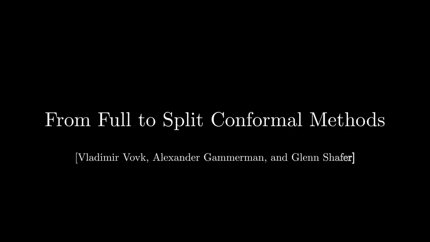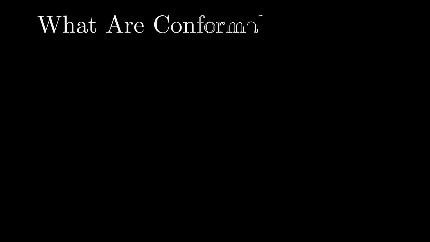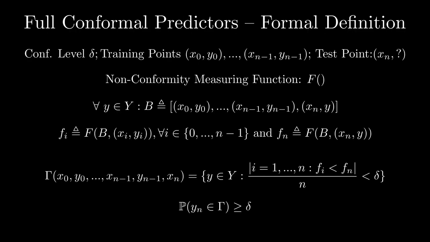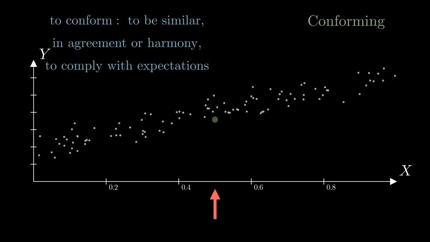In the previous episode, we took a journey from the plain English description of full conformal predictors to their formal definition, and ended by stating that the problem with full conformal predictors is that because they require refitting the underlying model for every plausible value and test point, they are computationally expensive. This episode relies heavily on the concepts discussed in the previous one, so make sure to watch that episode if you haven't already. And even if you have, a refresher on those concepts is recommended.